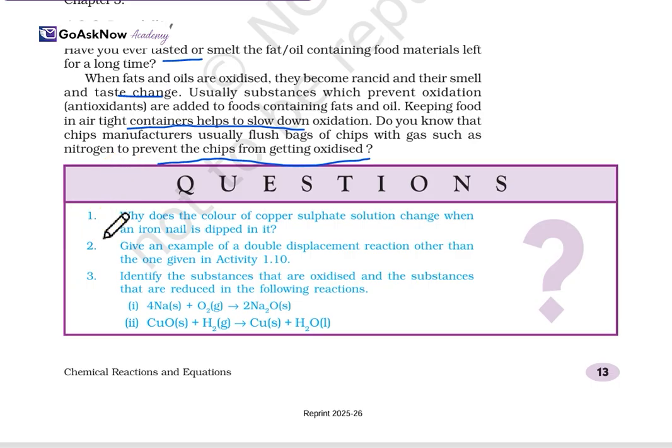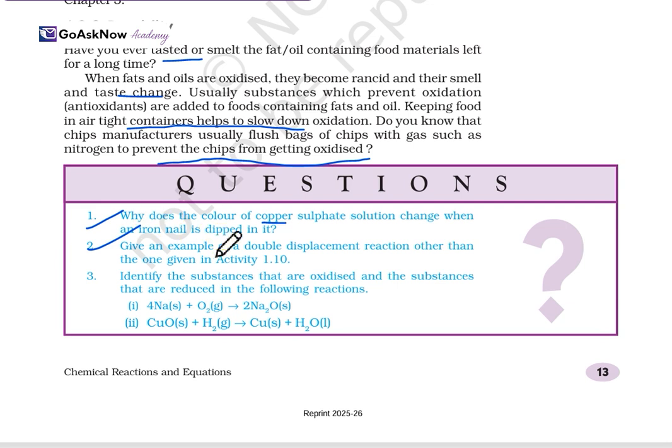Why does the color of the copper sulfate change when an iron nail is dipped in it? See, the color of the copper sulfate solution changes when the iron is dipped because iron is more reactive than copper. Iron displaces the copper from the copper sulfate. The reaction is Fe plus CuSO4 gives FeSO4 plus Cu. The blue color of the copper sulfate fades and turns green due to the formation of iron sulfate.